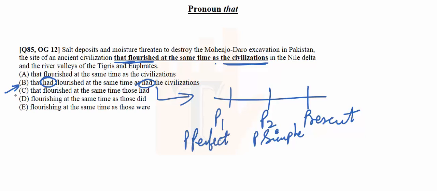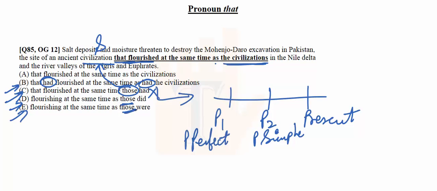In the next option, you can see that flourished at the same time those had. So here you notice those is actually a demonstrative pronoun. But if it is a demonstrative pronoun, the noun it is referring to must be a plural noun. And what is the noun it is referring to? It is referring to civilization, which is not plural, it is singular, right? So that is the problem. I cannot consider it correct. A plural demonstrative pronoun cannot refer to a singular noun. Similarly, you can see in the Delhi and elephant options, the same is the problem.